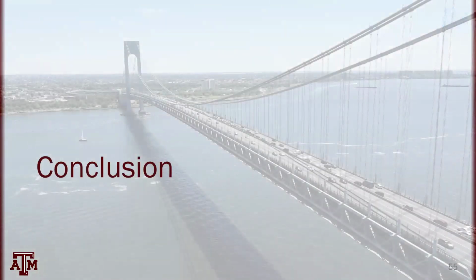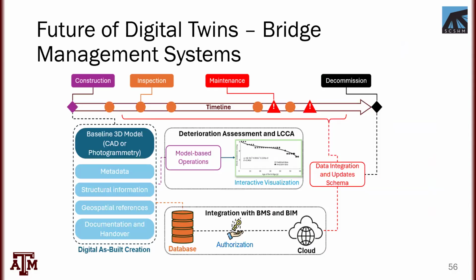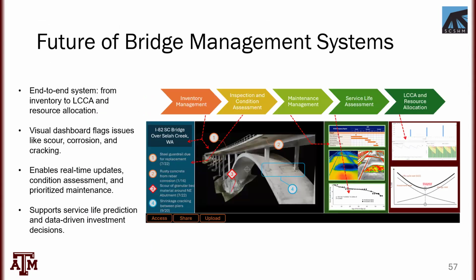In terms of conclusions, the way I see digital twin moving forward, it's going to be used for the full life cycle of assets. It's going to enable 3D as-built modeling, real-time data integration, predictive analytics. So we're going to use it for construction, inspection, maintenance, decommissioning, for the full life cycle. It's going to have model-based capabilities, deterioration modeling. So at this point, it's going to be ready for a lot of those practical DOT level applications. And basically, it's going to be the future of bridge management systems.